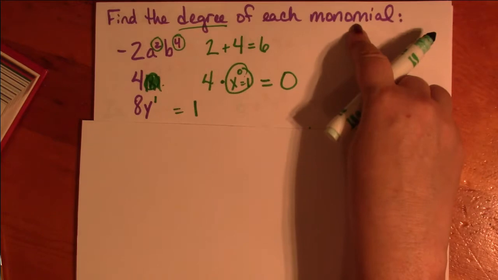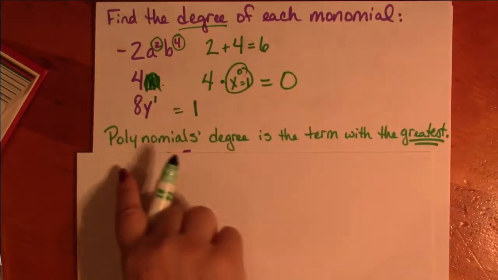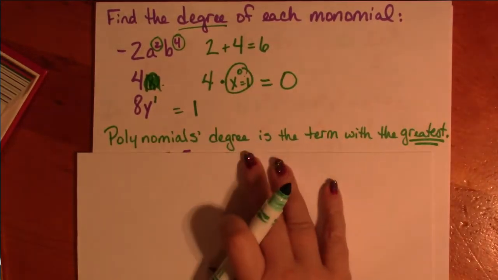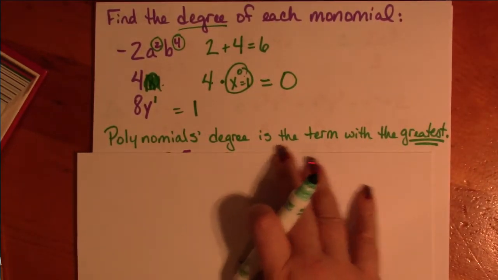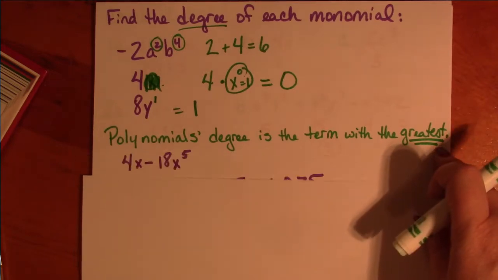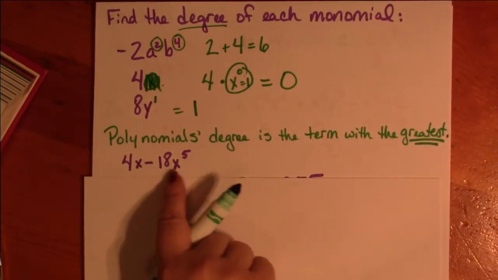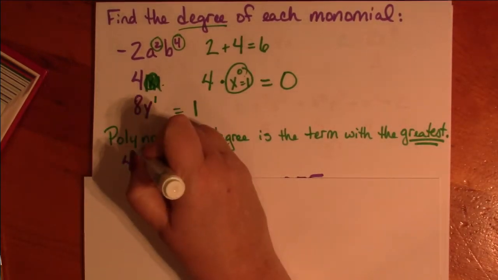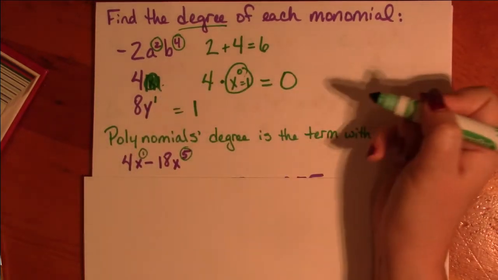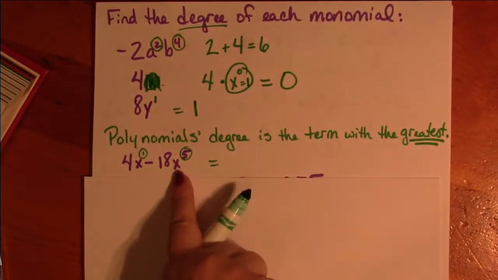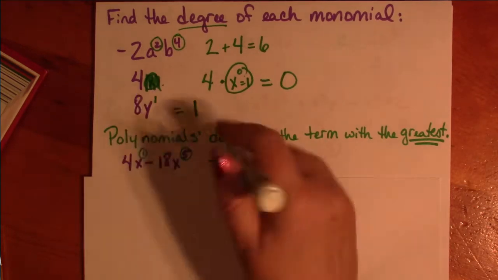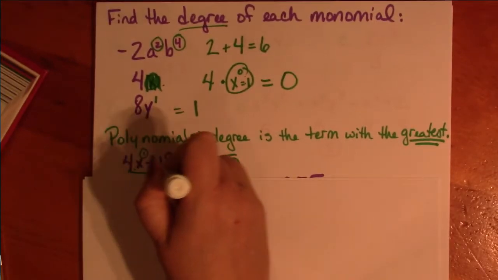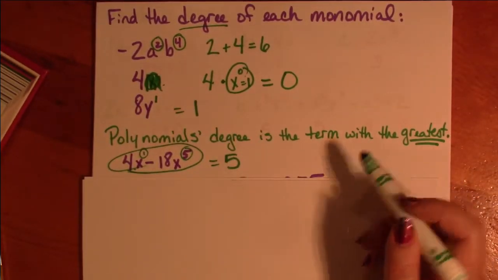Okay? That's for monomials. Now the polynomials have slightly different rules. When we try to find the degree of a polynomial, it's the term with the greatest degree. So here we have two terms, one being subtracted from the other. This one has a degree of 1 and this one has a degree of 5. So we take the degree of the highest exponent. So this whole polynomial has a degree of 5. It's going to take the highest one.